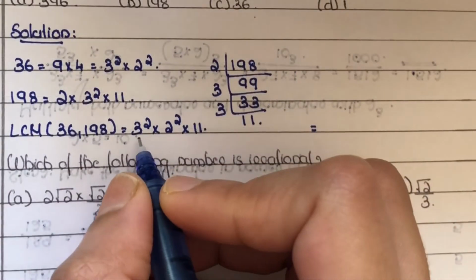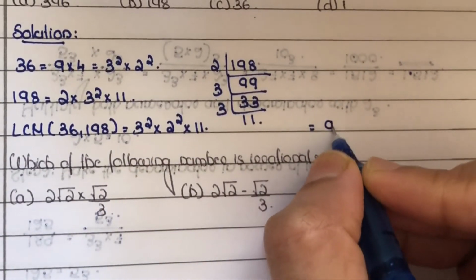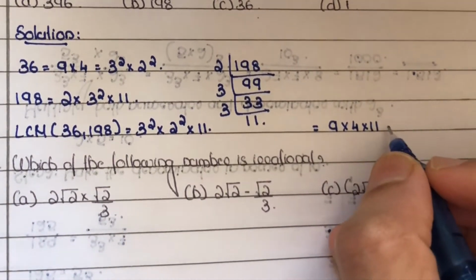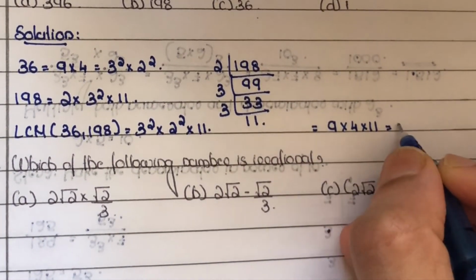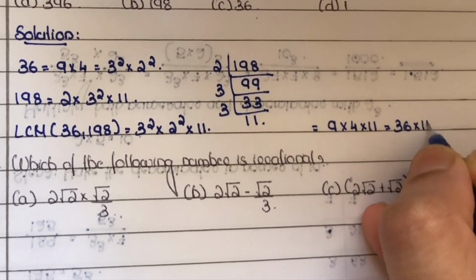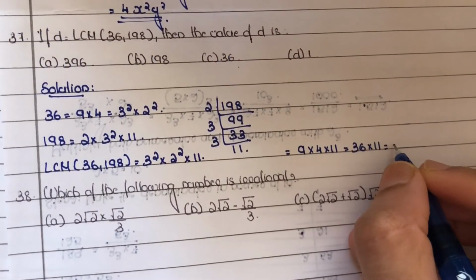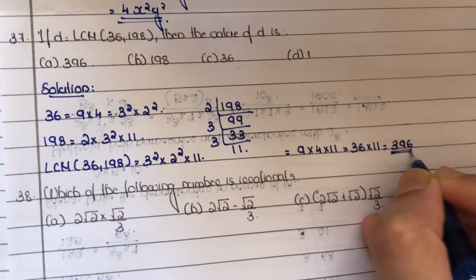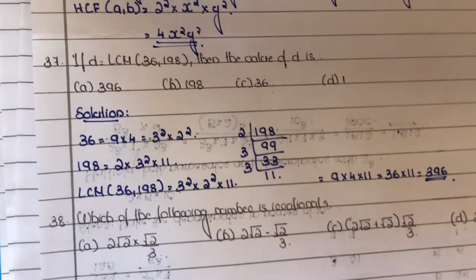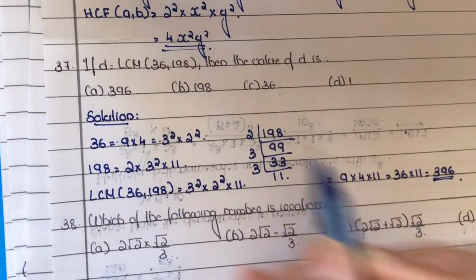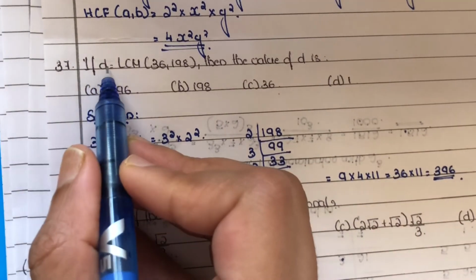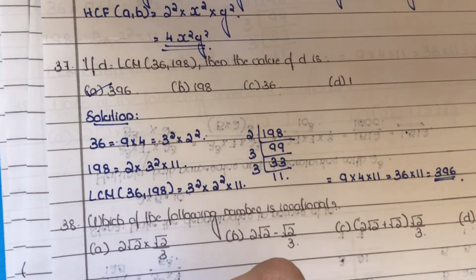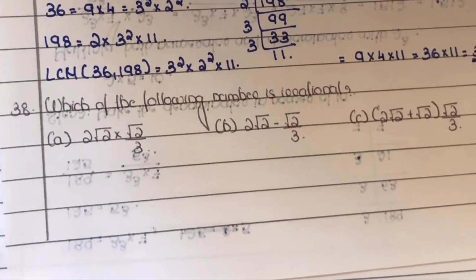Okay. 3 square is 9 into 2 raised to 2 is 4 into 11. That's equal to 9 into 4, 36 into 11 equal to 396. Now LCM of 36, 198, we got it as 396. So D is equal to 396. Okay, option A.